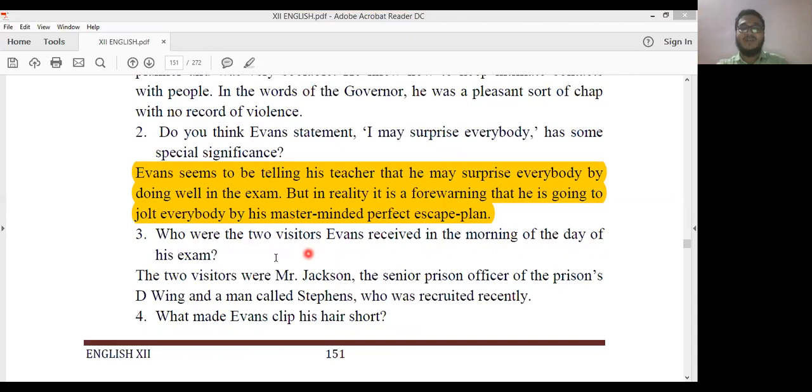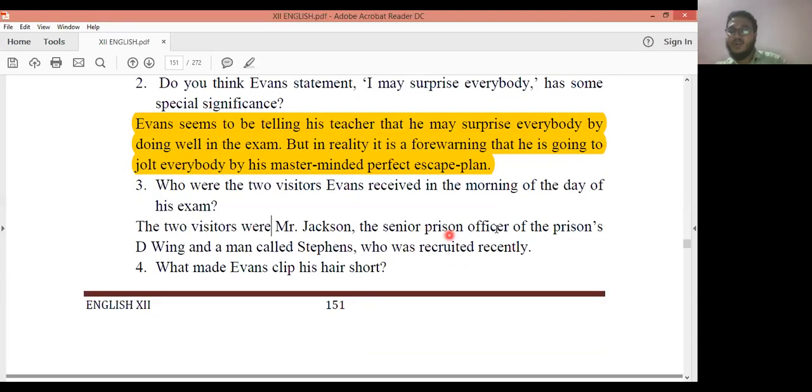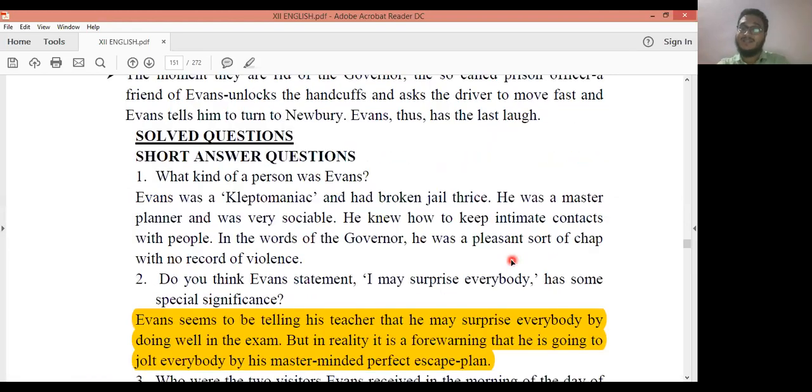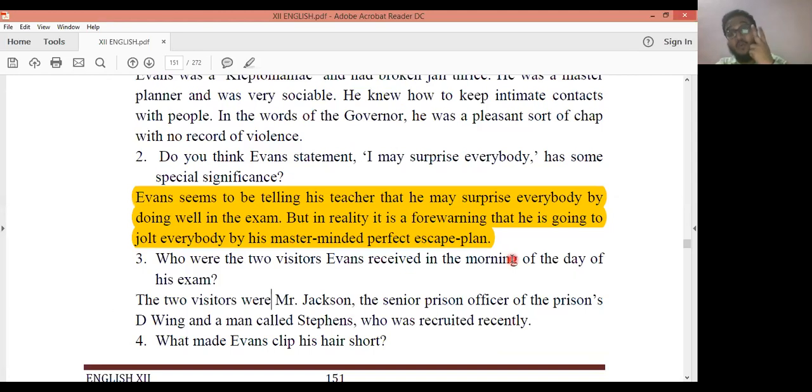The two visitors were Jackson, the senior prison officer, and the man called Stephen, who was recruited recently. Jackson is the senior prison officer, and Stephen is the recently recruited, young prison officer. Students, see the question I am discussing here. If it is of 2 marks, this answer is okay.